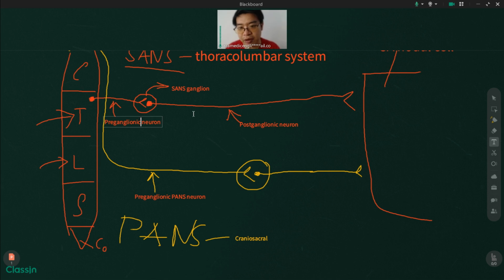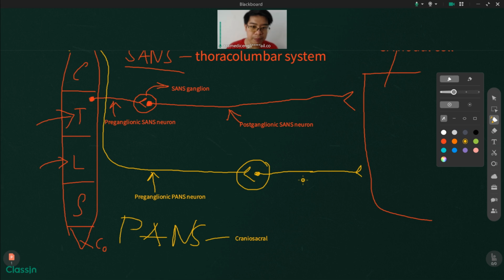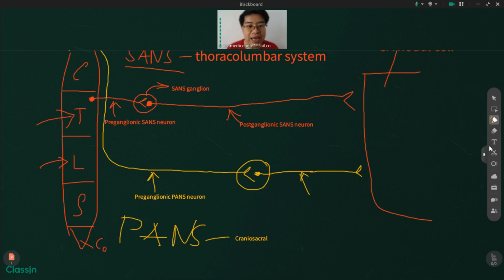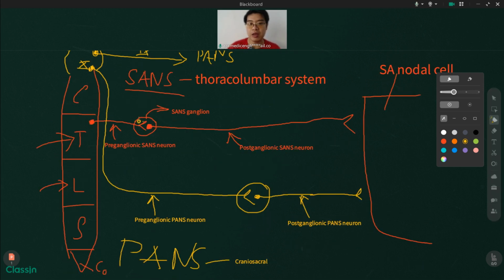This one is a preganglionic sympathetic neuron. And that is a postganglionic sympathetic neuron. And that one right there, preganglionic what? Parasympathetic neuron. All right, how about this one? That is a postganglionic parasympathetic neuron. So what does that mean? That means that both of these systems, the sympathetic as well as the parasympathetic, are going to have preganglionic neurons and also postganglionic neurons.